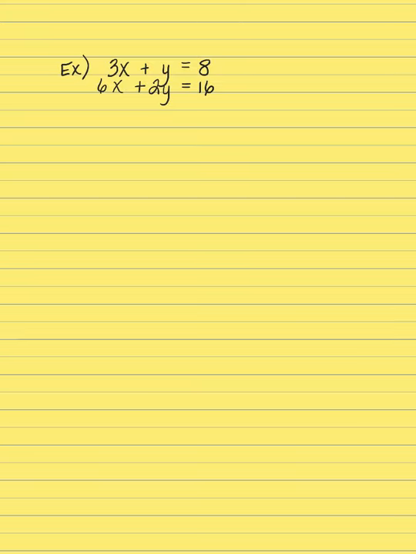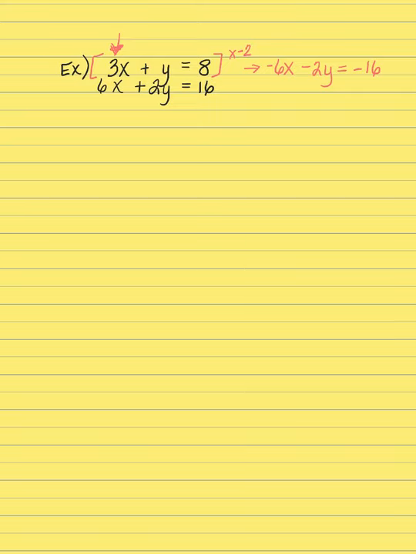So what I'm looking at is this x term right here, and if I can make this 3 on the top turn into a -6, then it will eliminate. So I'm going to take my top equation and multiply the entire top by -2, because that will make the 3 on top a -6. So let's see what we get. Multiplying everything in the equation by -2, we get -6x minus 2y equals -16.